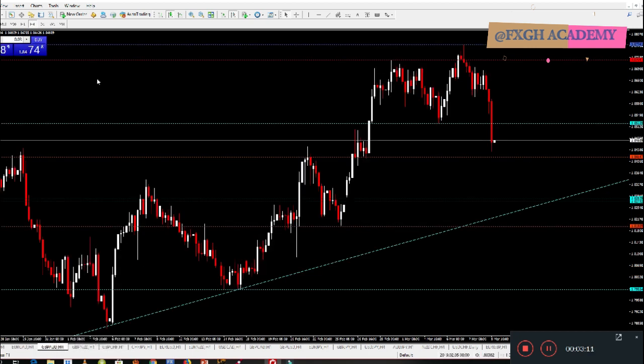GBPAUD at the 4-hour candle, we saw a broken support turning to resistance. Now if we're able to get a pullback to test the resistance here, we should see the market moving all the way down to this side to close the gap here. If it breaks this trend line, we'll see it all the way down to this level.